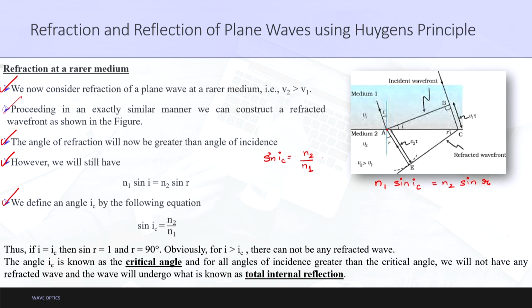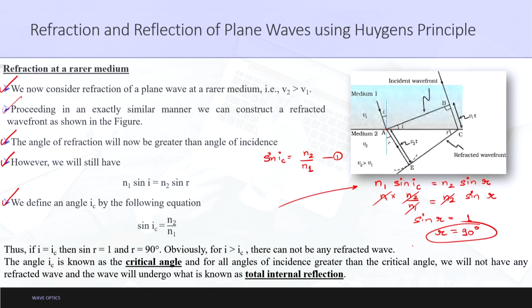Now, we know from this equation, let me denote this equation as 1, that sin IC is nothing but n2 by n1, which is equal to n2 sin R. n1 gets cancelled, n2 gets cancelled, therefore sin R is equal to 1 or R is equal to 90 degrees. So, this is something new we get. Thus, if I is equal to IC, then sin R is equal to 1, and R is equal to 90 degrees.